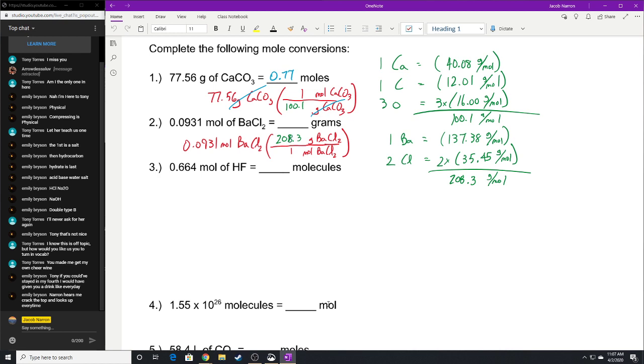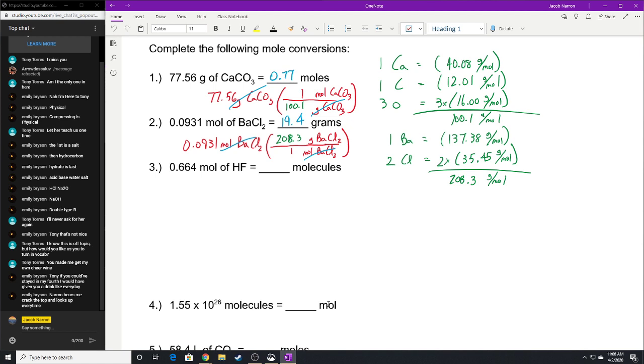All right, so again, same as before: 0.0931, except this time I'm going to multiply by my 208 number and divide by 1, and I end up getting, let's just call it 19.4 grams. We can see moles canceled and we were left with grams. It worked out beautifully.